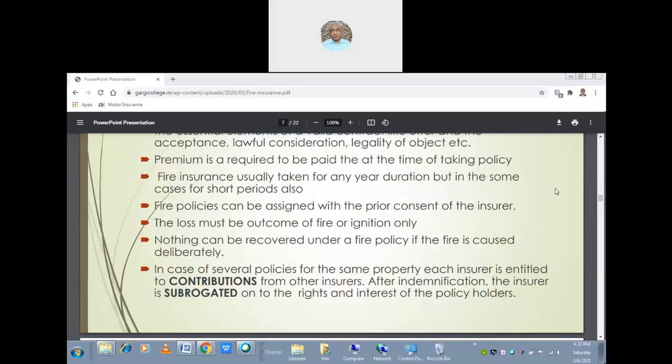At that instance, a criminal case will be filed against the insured also, because he did so deliberately. For that, the insurance company is not liable. Nothing can be recovered. That is the only point. Nothing can be recovered under the fire policy if the fire is caused deliberately. Deliberately by whom? Yes.